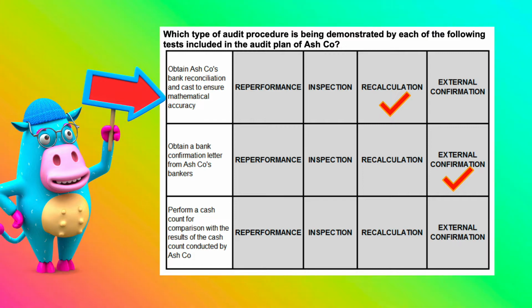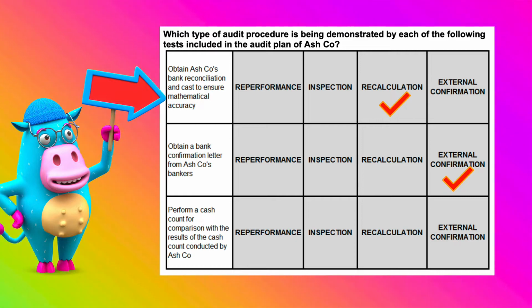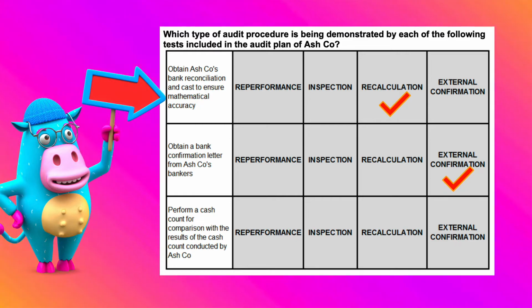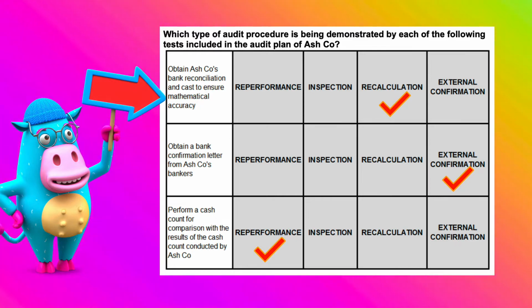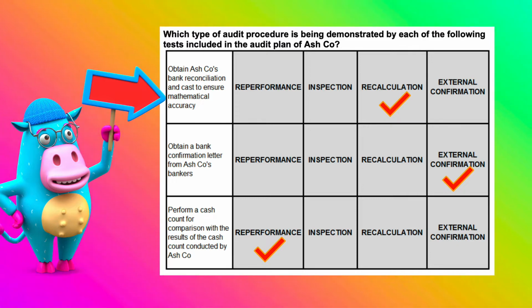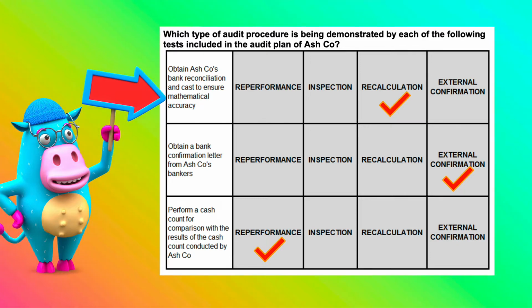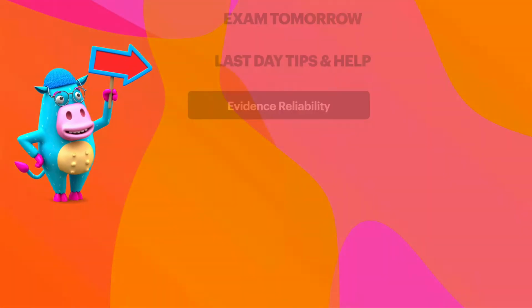And what about this? Performing a cash count and then comparing your results to what the actual client did. So you're doing a cash count and just comparing it to what the client did. What are you doing there? You are re-performing what they've already done. So there are three different types of audit evidence. Okay, let's move on to another question.